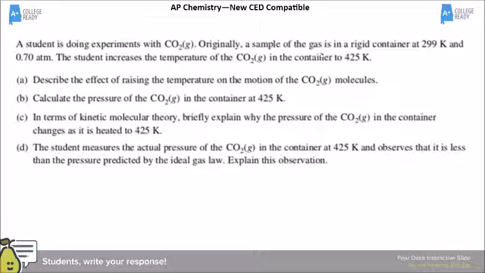And finally, they measure the actual pressure in the container at 425, and it's less than what the ideal gas law says. So why would this happen? This goes back to is it a real gas or an ideal gas? And remember, that only has to do with those intermolecular forces. So if you had CO2 molecules that were sticking to each other, then that means that there are actually fewer molecules striking the side of the container. So let's see what they took as an answer.